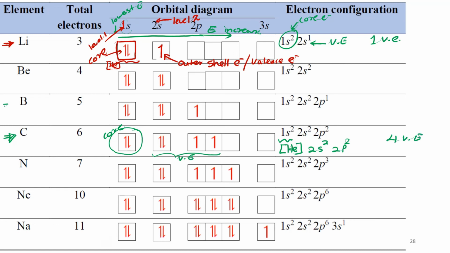Can you think how many valence electrons boron has? Boron has 3 valence electrons. Beryllium has 2 valence electrons. Now the number of valence electrons will make a lot more sense when we go into learning more about the periodic table. They are all going to relate at the end.